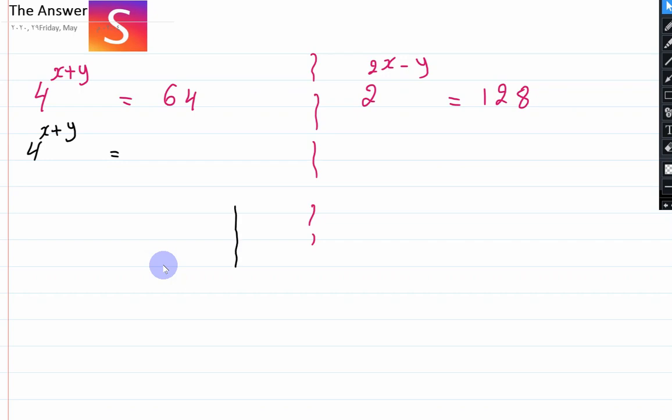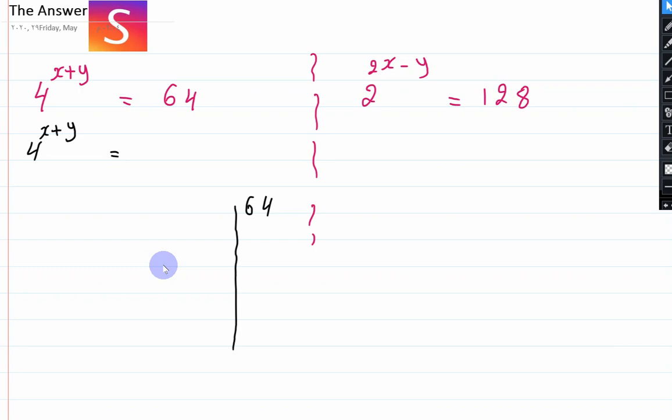He gave me 4 to the power x plus y is equal to 64, and the other one is 2 to the power 2x minus y is equal to 128. I'm going to start with the first one. I want to make the bases equal. I can convert 4 into 2 to the power 2, or I can search for 64 as 4 to the power what. I'm going to write 4 to the power x plus y, and I can use a calculator or this magic, because some students told me they don't know how to find it easily.